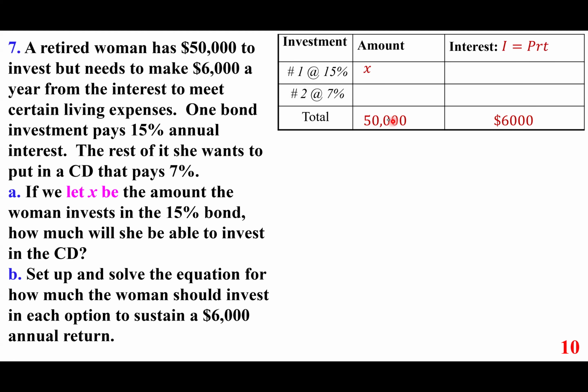Now, if this is 50,000 total, and this is X amount, how much is here? 50,000 minus X. I is P times R times T. So the product of these two, and the time is 1 year, by the way, annual. So this is 0.15x. This is 0.07 times 50,000 minus X.